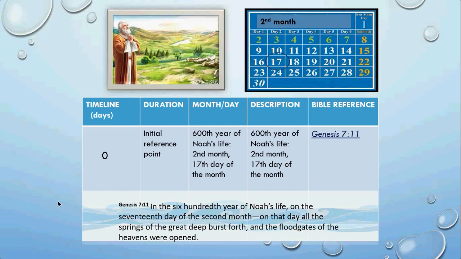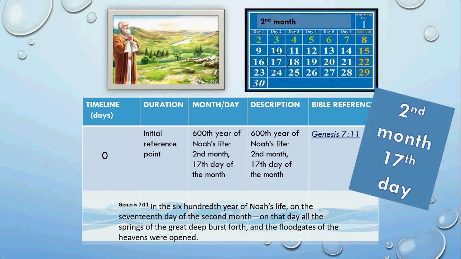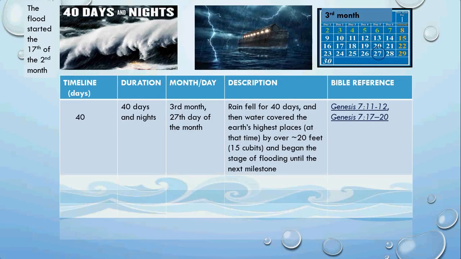Genesis 7:11. In the 600th year of Noah's life, on the 17th day of the second month, on that same day, all the springs of the great deep burst forth, and the floodgates of the heavens were opened. So that is the second month, the 17th day. Now our duration is going to be 40 days and nights, and the third month, the 27th day.